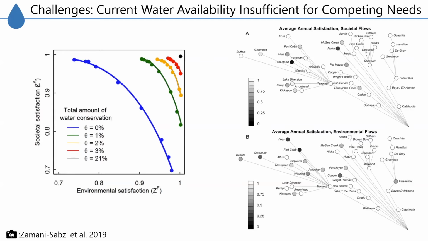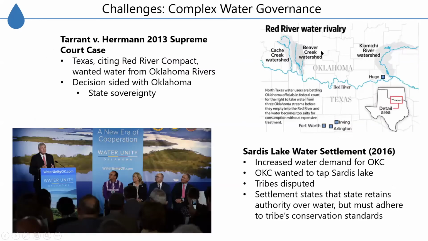The blue line here is showing current water allocation. You can see that we can't fully satisfy either societal or environmental flows. But if we reduce or conserve water up to 21%, we can fully achieve those goals. We can also see some spatial variation throughout the river basin in terms of how those factors are distributed. In the western portions of the basin, it's harder to achieve those environmental and societal flow needs.